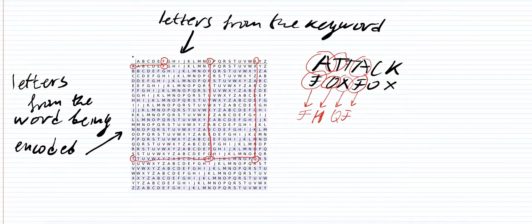Then letter O on the top, but C, so C is over here. So we're going to get this letter Q. This is letter Q. And the last is X and K. So X is over here, K is over here. So we're going to get letter H. So we put letter H over here. So this is the table that we used for the encoding.